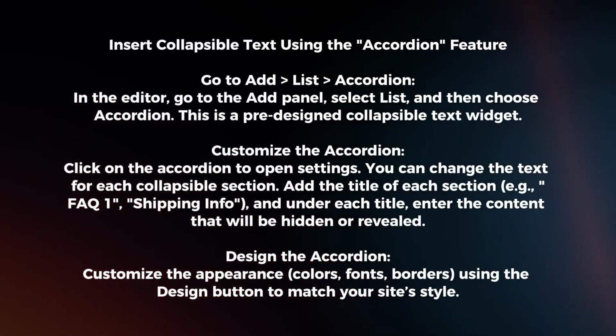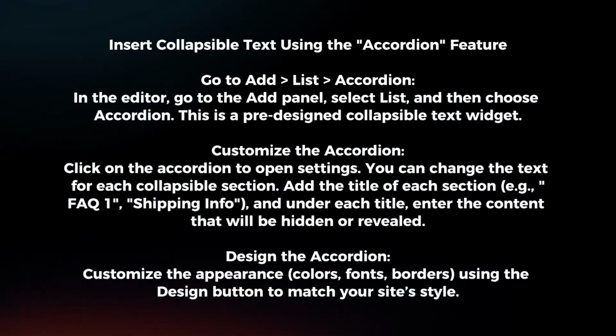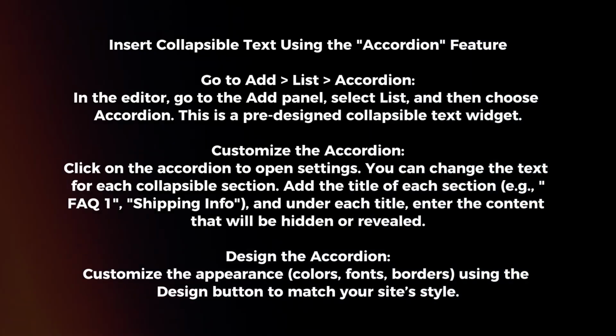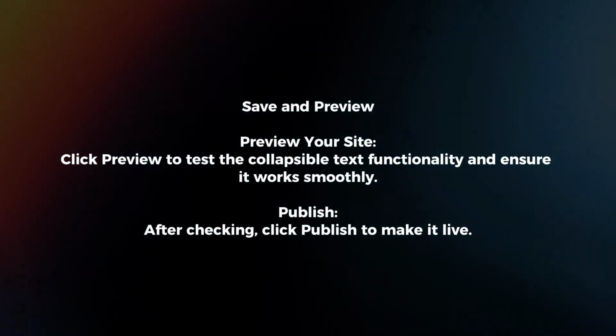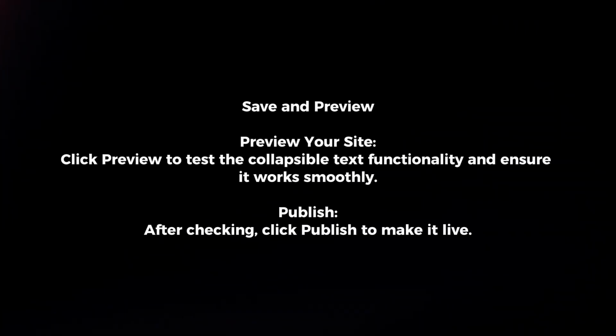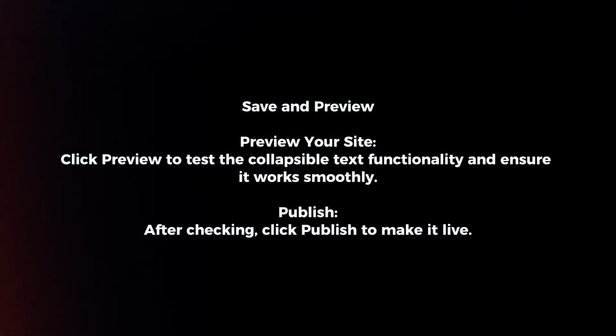Design the accordion. Customize the appearance using the design button to match your site style. Save and preview. Preview your site. Click preview to test the collapsible text functionality and ensure it works smoothly.